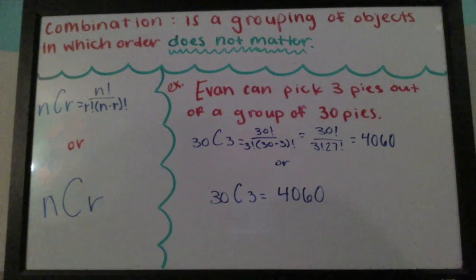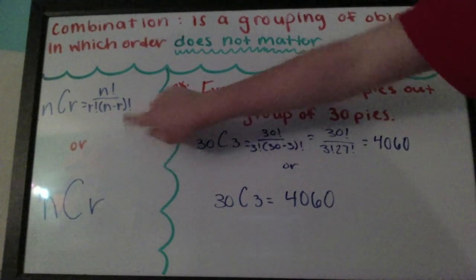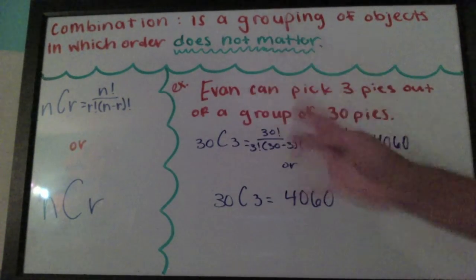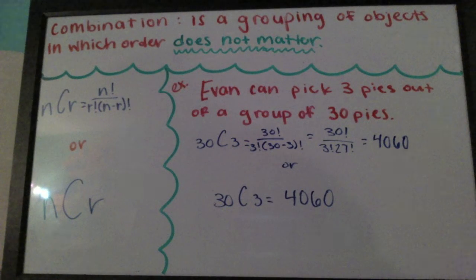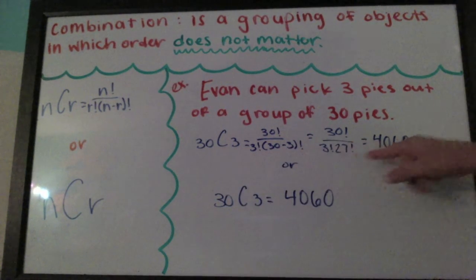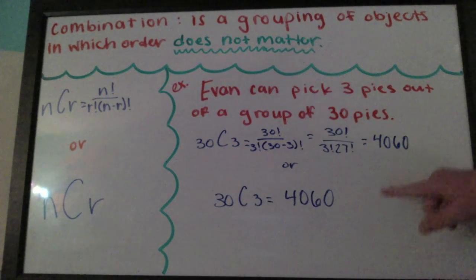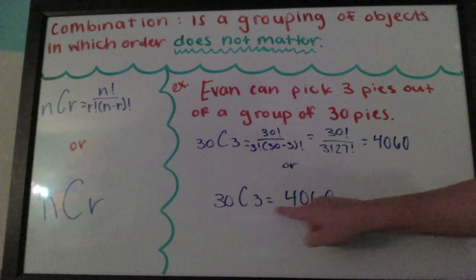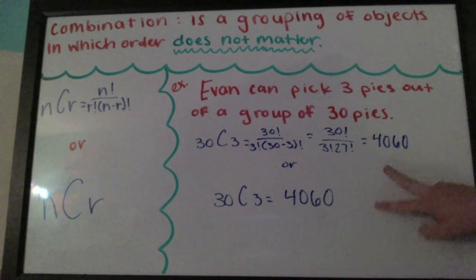Combination is a group of objects in which order does not matter. So you have 2 formulas. This one you have to work out, and this one you can just type right into the calculator. So our example is Evan can pick 3 pies out of a group of 30 pies. So 30 combination 3, and you work all that out and you get 4,060. Or you can just type it right into the calculator, 30 combination 3, which yields 4,060, and it's the exact same number.